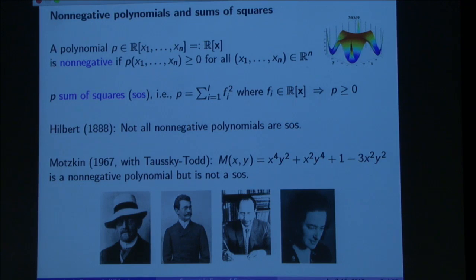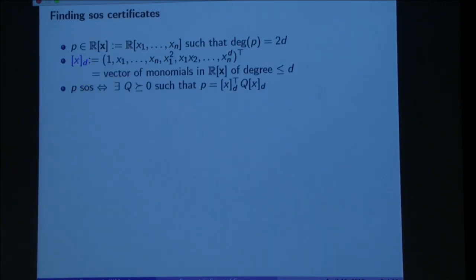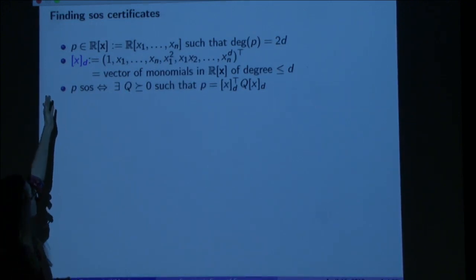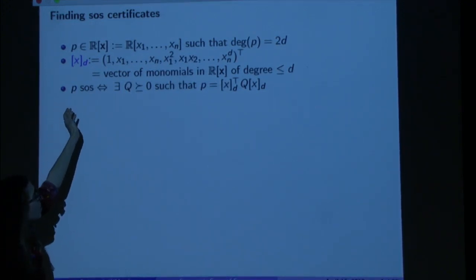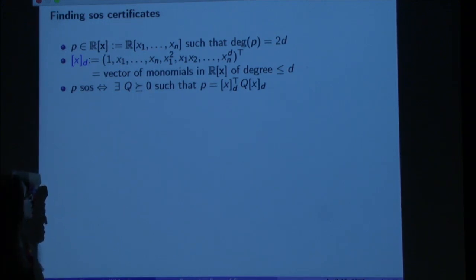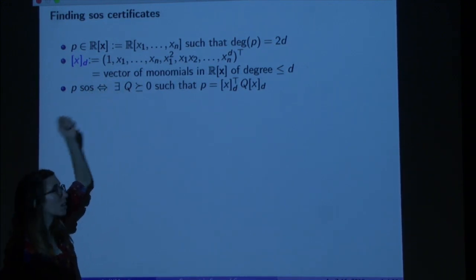All right. So how do you find a sum of squares certificate, right? Not all non-negative polynomials are sums of squares, but some of them are. So how would you find your certificate? Well, you have some polynomial of degree 2d. You'll take a vector of monomials of degree at most d in your polynomial ring. I mean, any basis of the elements of degree at most d of your polynomial ring would work, but this is a very nice and natural basis to take.